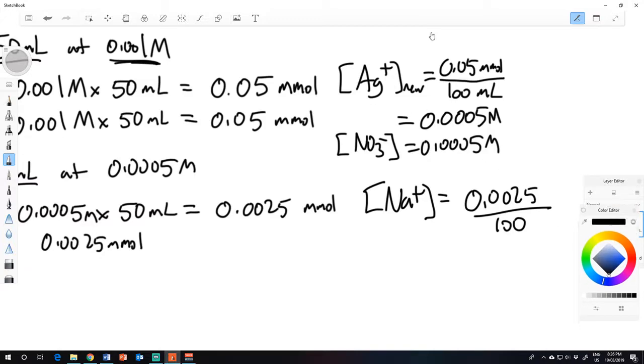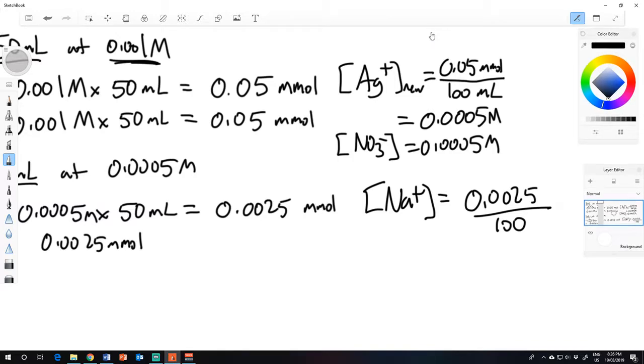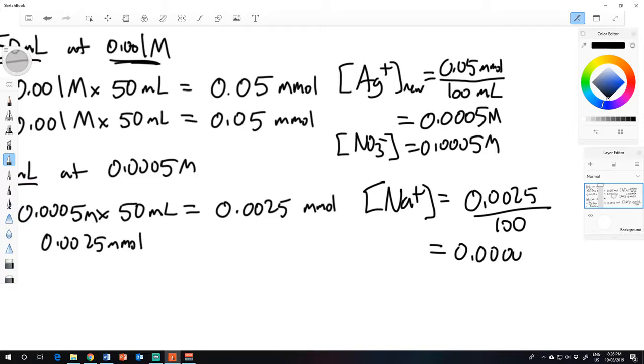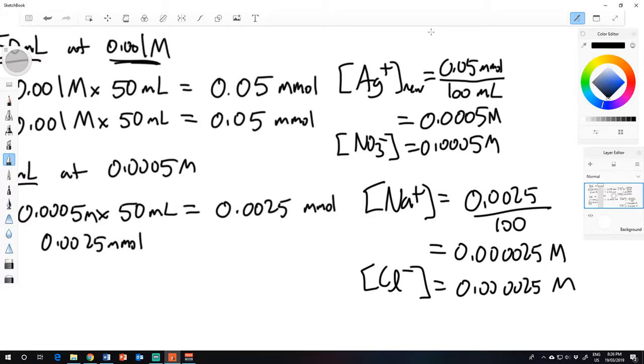All right. Yes, so this will end up being 0.000025. That's a really small number, which will also be the concentration of the chloride ion. All right, so there you go. So this is how you can calculate the ion concentrations of each ion.